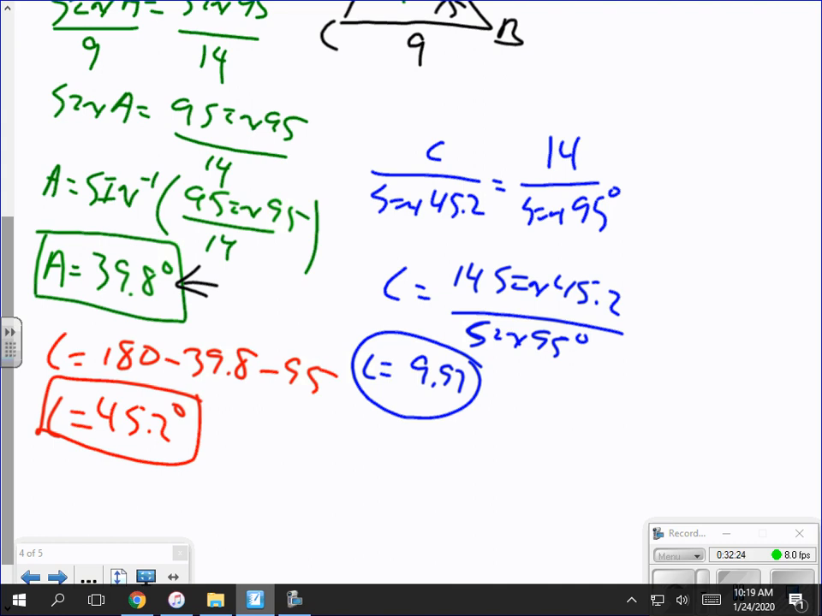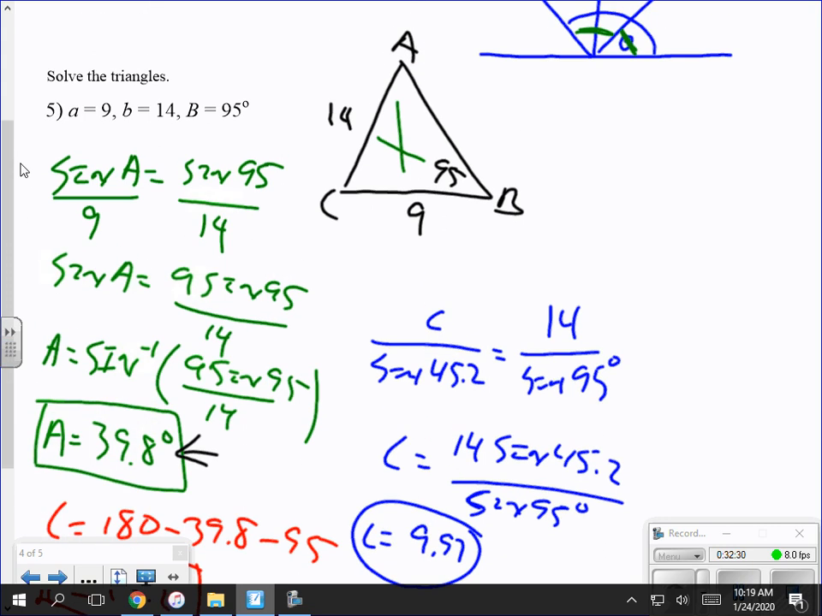we take the first angle that we found, and that's the one we use. So we take 39.8, subtract it from 180. 180 minus 39.8 gives us 140.2 degrees. This will not work. A couple of reasons why I can eliminate it without doing much of anything else.